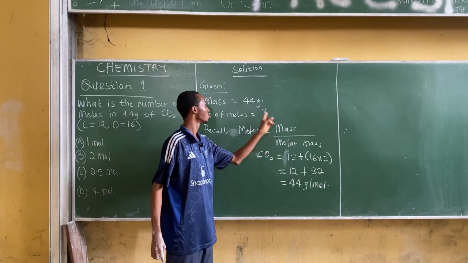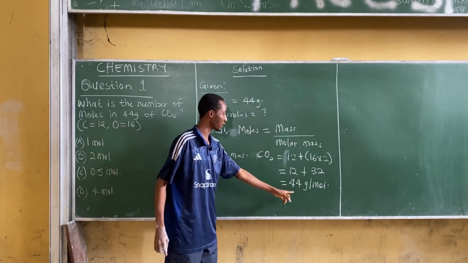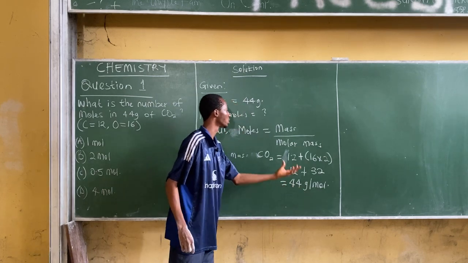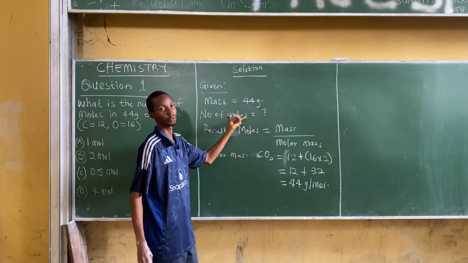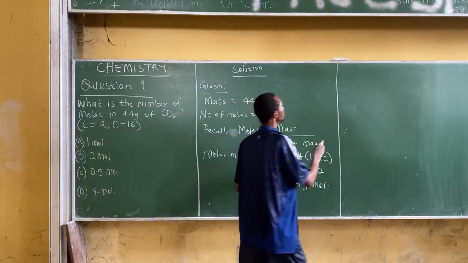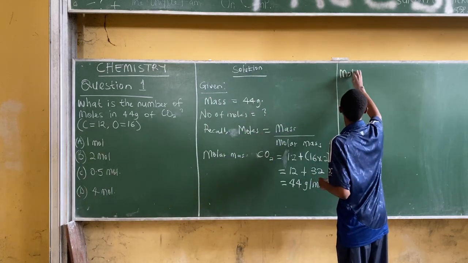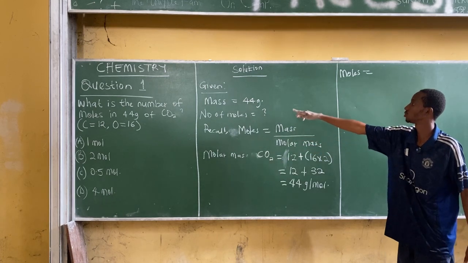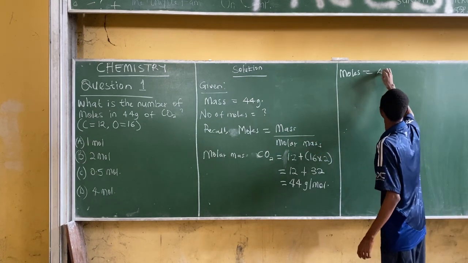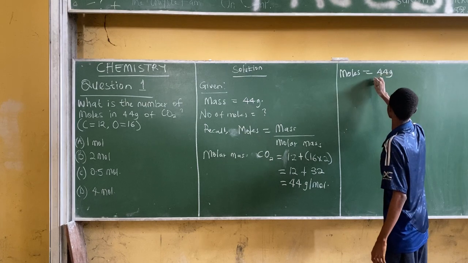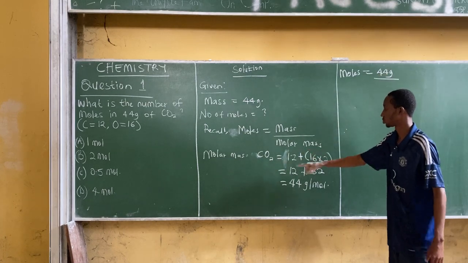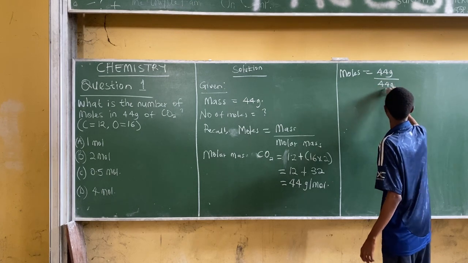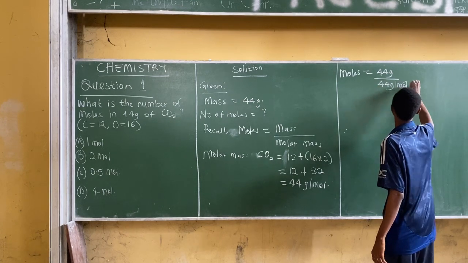Now we know the mass to be 44. We also know the molar mass now to be 44 gram per mole. We are going to substitute this into the equation to get the number of moles. Moles is equal to mass over molar mass. The mass we have from the question is 44 grams, all over the molar mass we just solved for, 44 grams per mole.